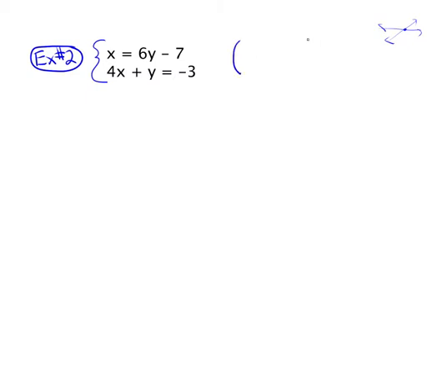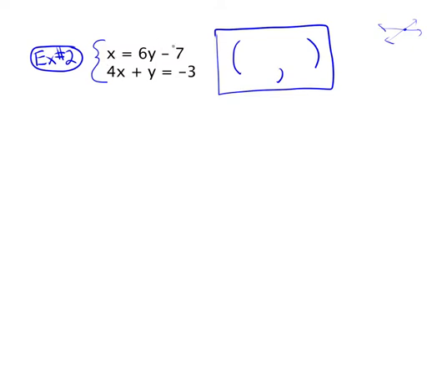So I'm going to start with that first this time, so I know this is my answer. Now I'm going to go find those numbers to put in there. I need an x and a y. So for this one, I see that my x is by itself.